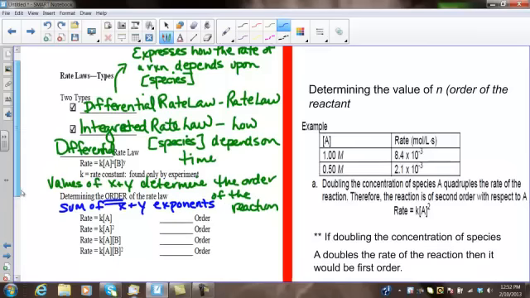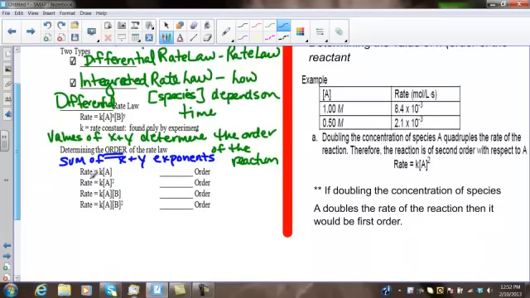Right now we're just getting our feet wet with terminology. So in this example, if the rate is equal to the rate constant times the concentration of A, then this is a first order reaction. Here, my rate is equal to the rate constant times the concentration of A squared. This is second order. Here I have 1 plus 1. This is second order. And in the last one I have 1 plus 2, so this would be third order.